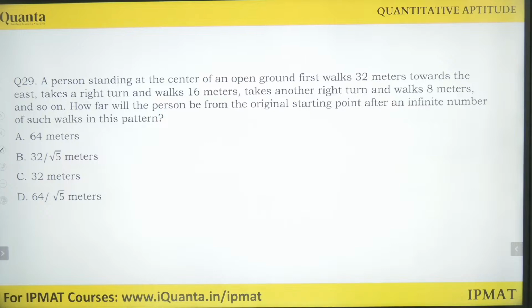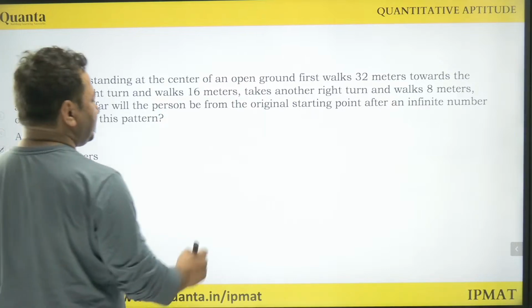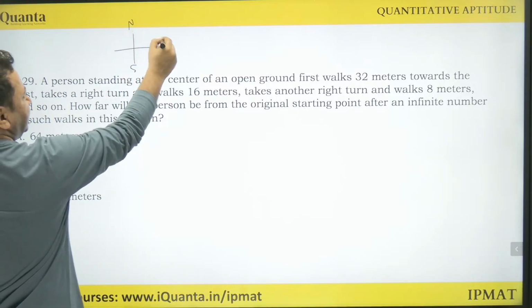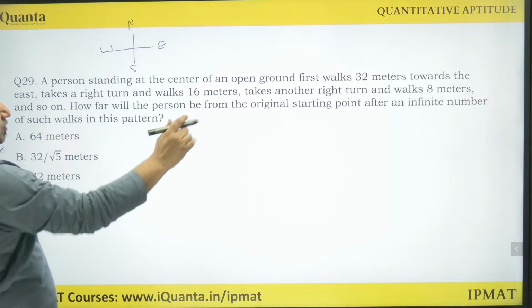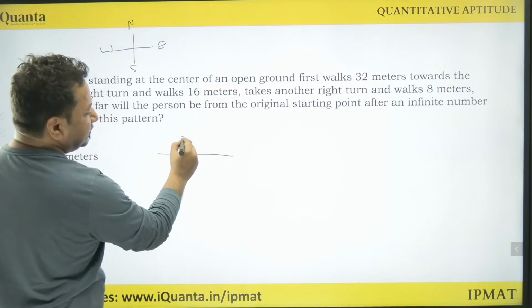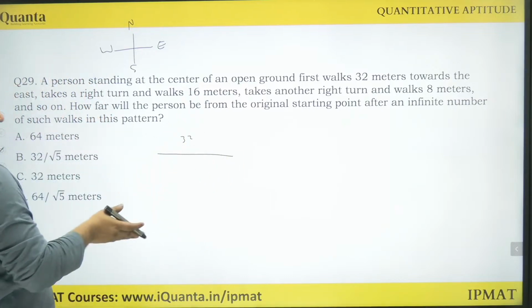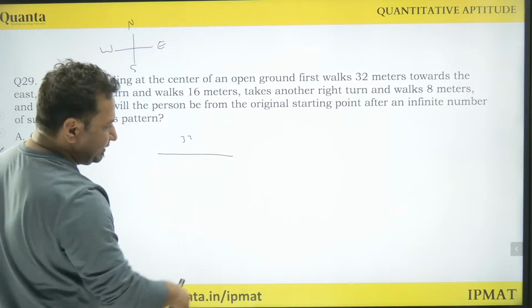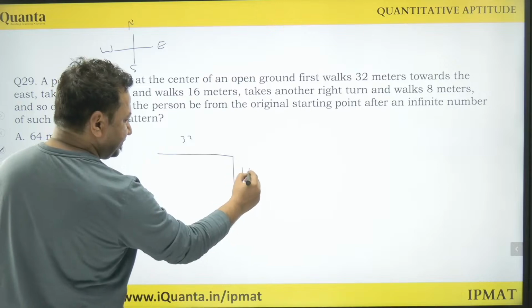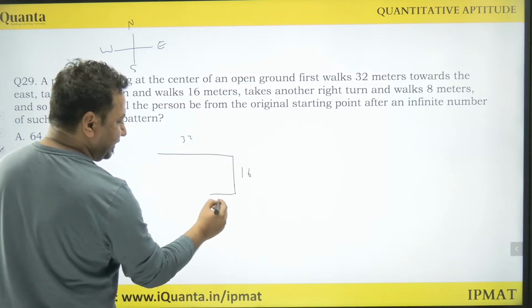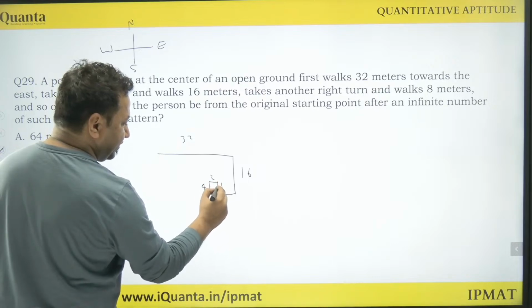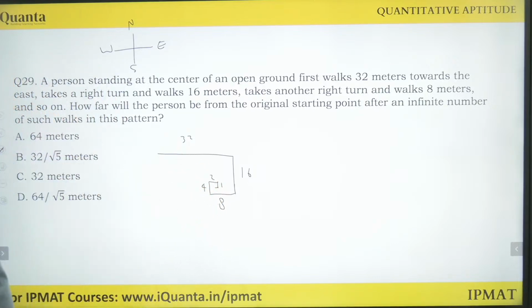The next one. A person standing at the center of an open ground walks 32 meters towards the east. So directions north, south, east and west. He walks 32 meters towards the east. Then take a right turn, he's walking there. So if you imagine yourself walking here, right will be downwards. 16 here, again right, 8 here, again right, 4 here, again right, 2 here, again right, 1. Infinitely he goes on doing this.